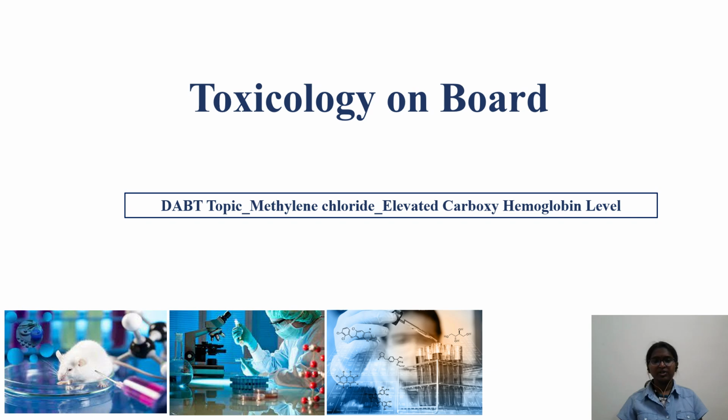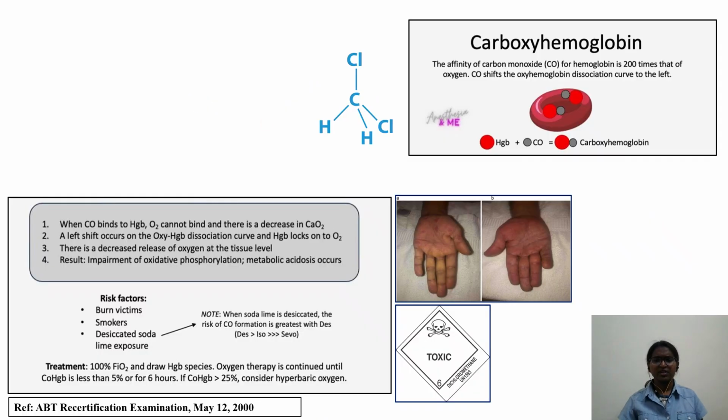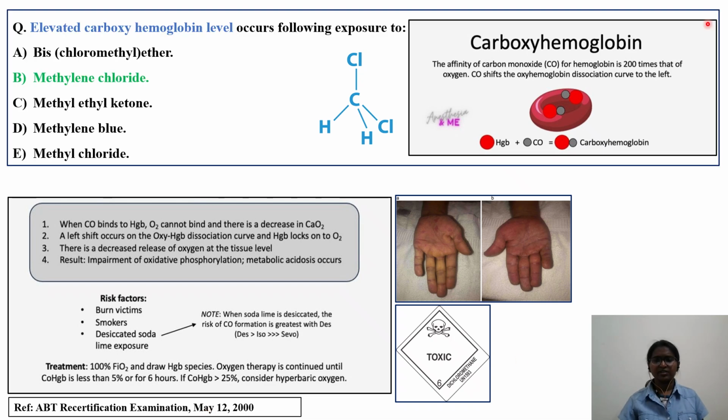Today in this video we will be learning about another important DABT topic, that is methylene chloride and elevated carboxyhemoglobin levels. So let's directly dive into the question. This question is taken from the ABT recertification examination, May 2000. Let's see what the question is. The question is: elevated carboxyhemoglobin levels occur following exposure to.